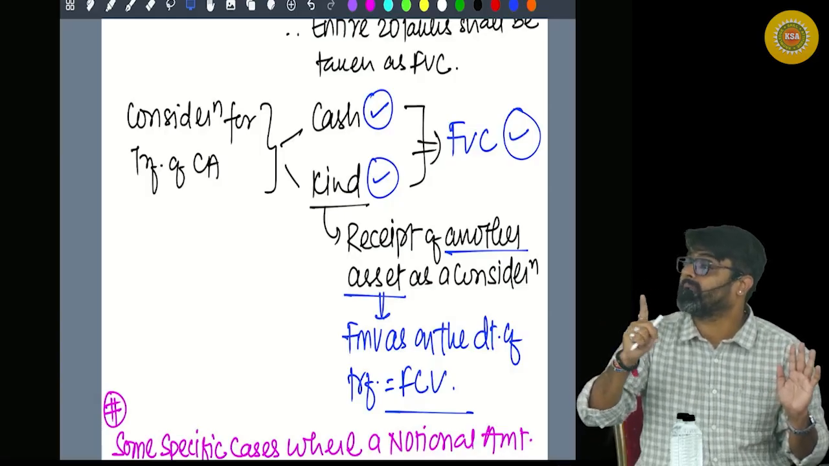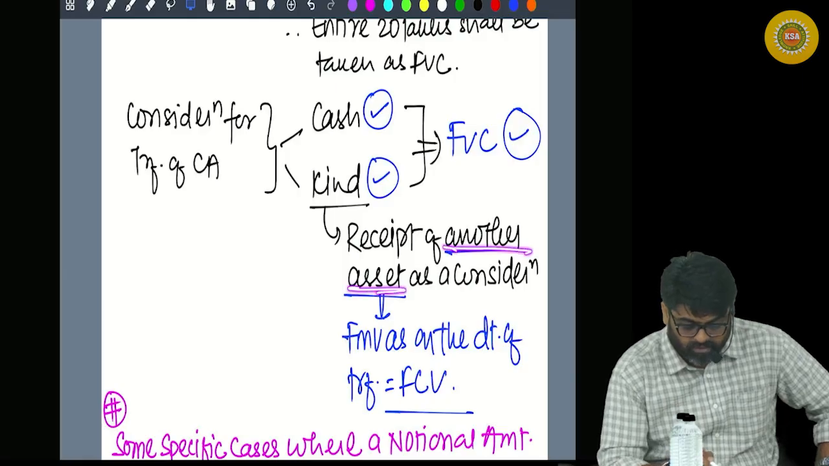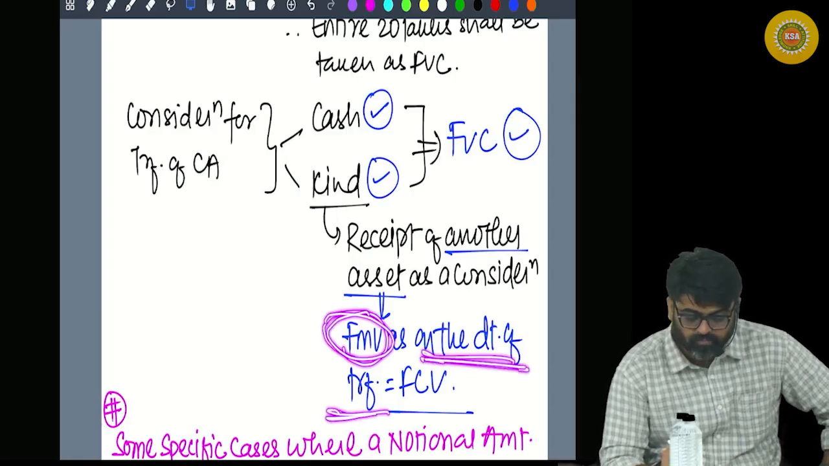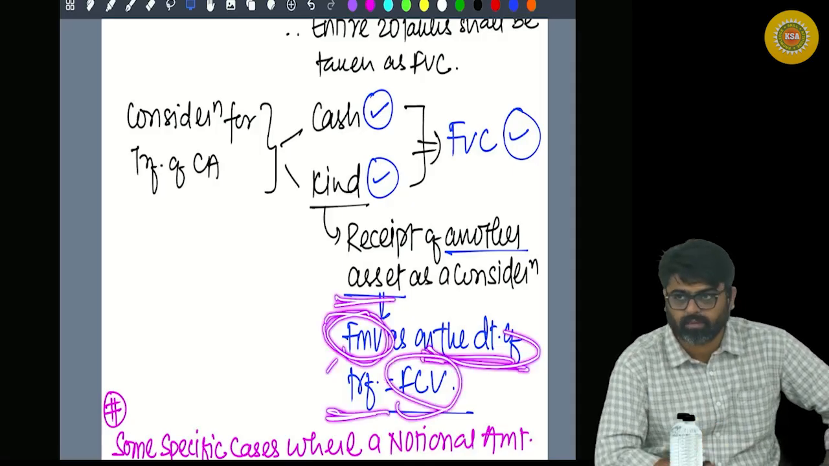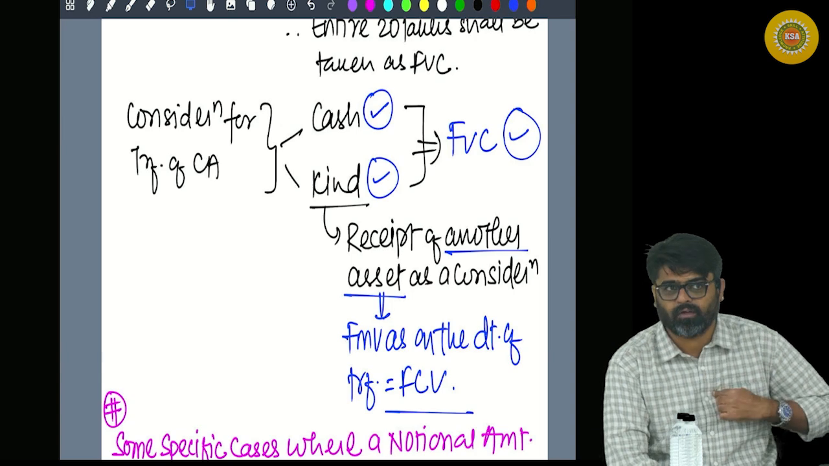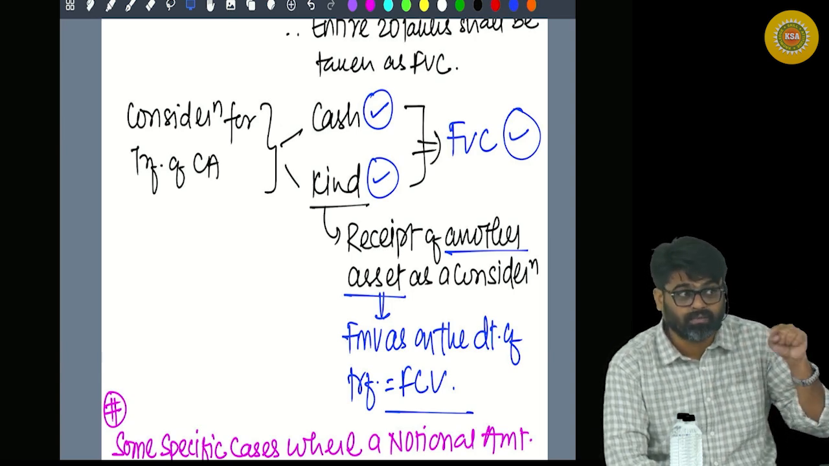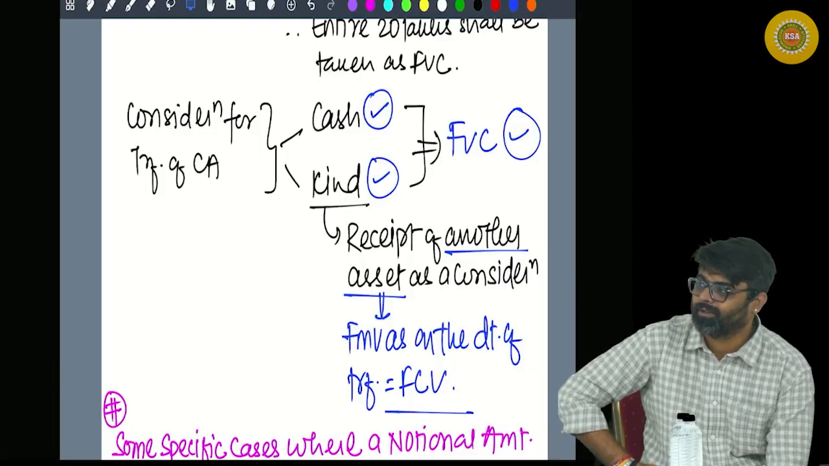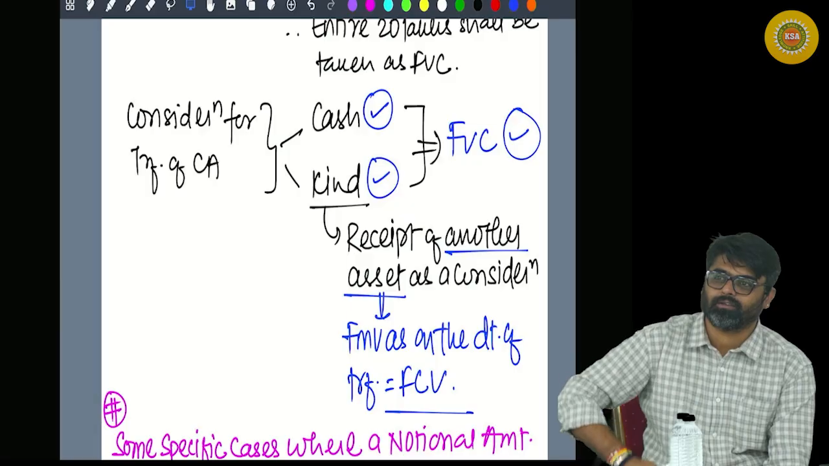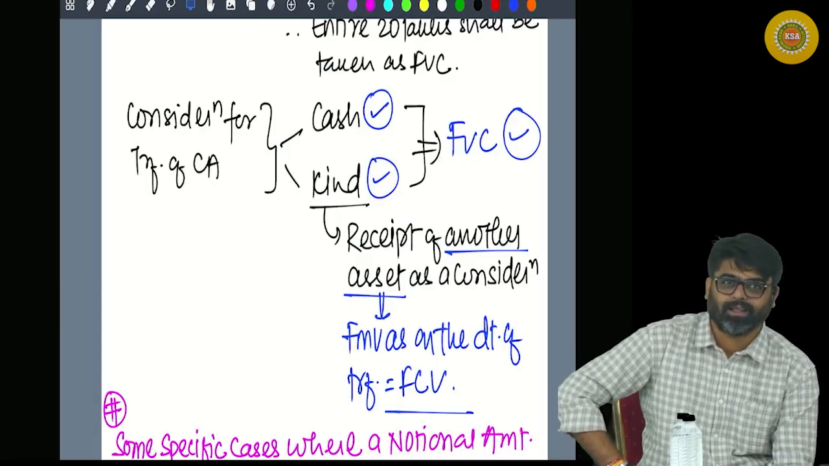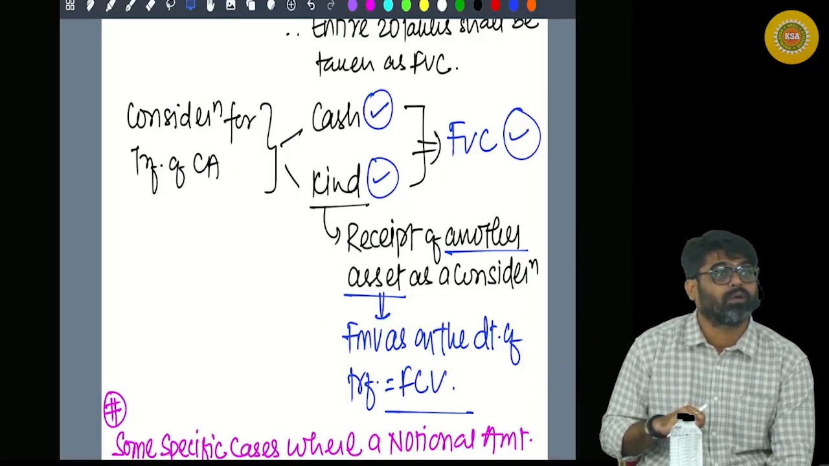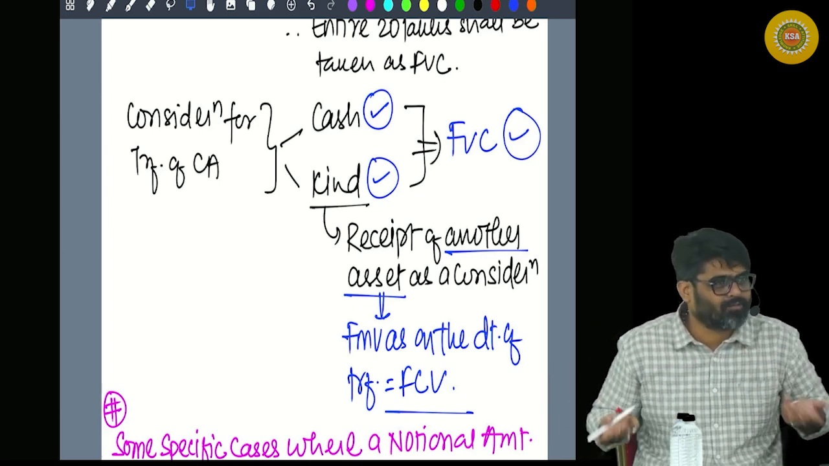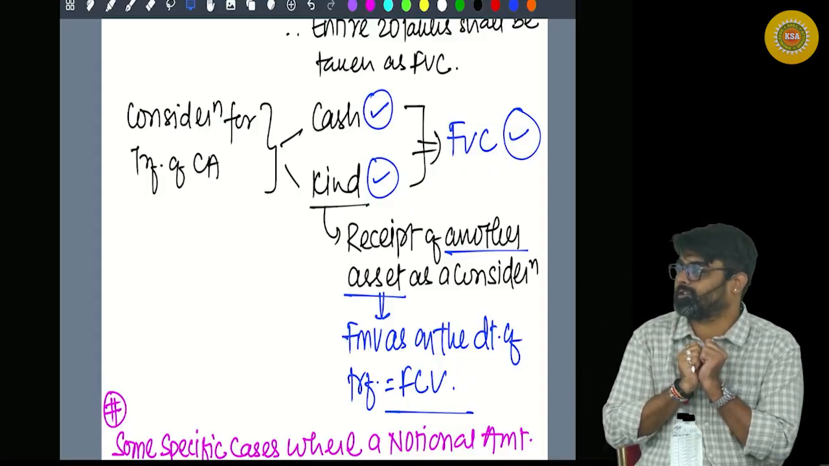What is the fair market value of the asset which I am receiving for transferring my capital asset? That fair market value of the asset received as on the date of transfer will be treated as my full value of consideration for transferring which capital asset? Building. So for me, the full value of consideration is gold. But you have also transferred gold. Hello? Is it your capital asset? Yes. And in return, what are you getting? Building. So when you calculate your capital gain for gold, what will be your full value of consideration? Building. So for me, the gold was my consideration for transferring my building, and for you, building was your consideration for transferring your gold.